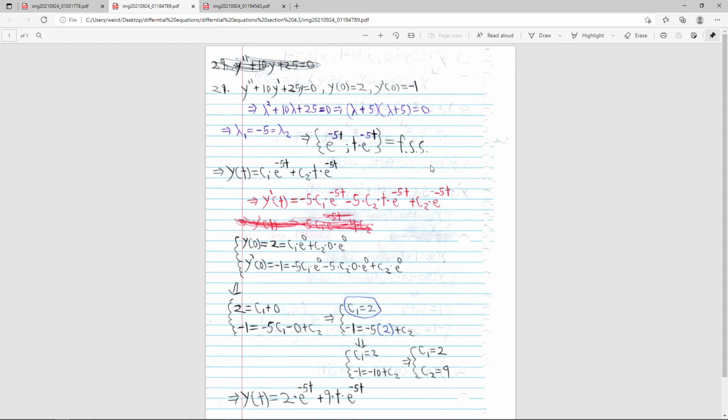Again, repeated roots. So we have y at t equals c1 times e to the negative 5t plus c2 times t times e to the negative 5t. Our general solution right here. So now we have to solve for c1 and c2 to get our specific solution to this IVP.